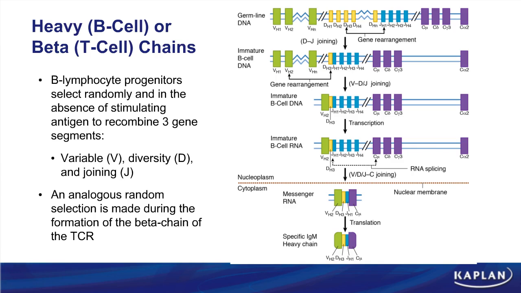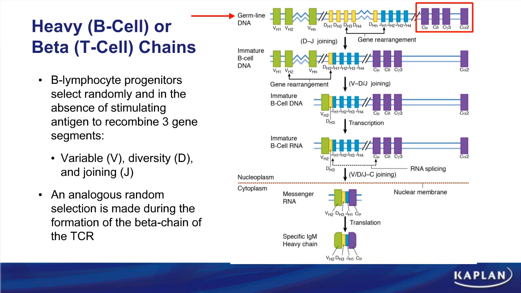Take a look at the figure on the right. You can see that the germline DNA contains multiple V segments, D segments, and J segments that will rearrange to eventually give us the variable region of the heavy chain. But also notice that downstream of those gene segments, we have multiple constant regions. So we have our C mu, C delta, C gamma 3, etc.